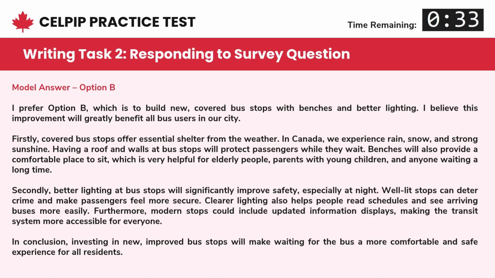The writer uses effective linking words such as firstly, secondly, and furthermore. These simple words help to connect ideas and ensure a smooth flow throughout the answer. Two useful vocabulary words are shelter and accessible. Shelter means protection from bad weather. Accessible means easy to reach or use for everyone, including people with special needs.